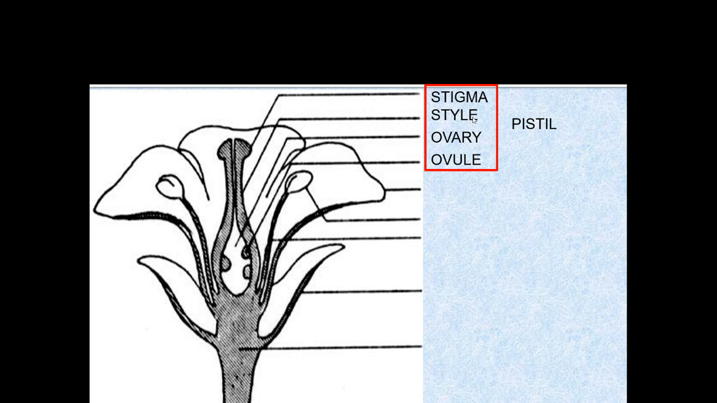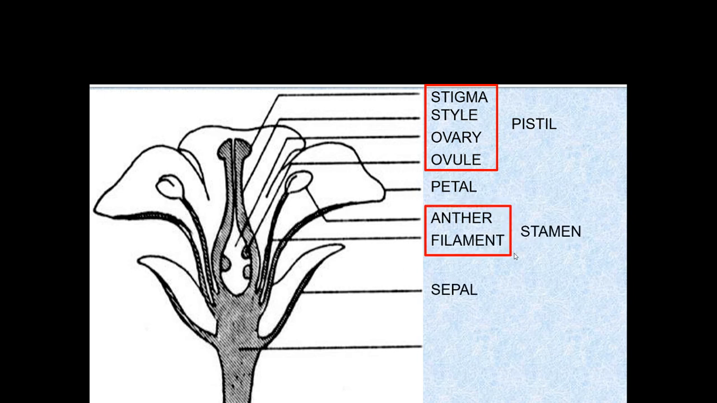So this is how you will remember that the pistil part is the female part. You have the petals, you have the anther and filament. Now anther and filament, when you combine them collectively, they are referred to as the stamen. Okay, so it's this part here.